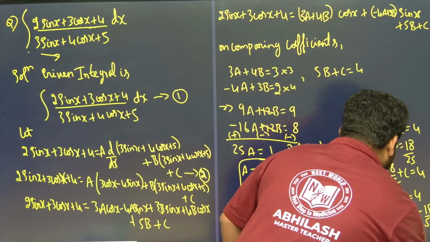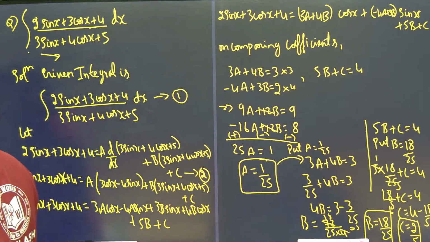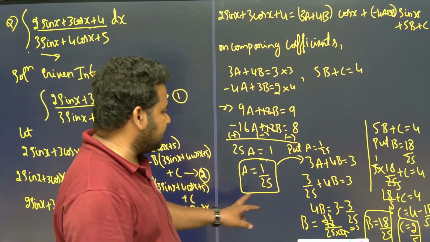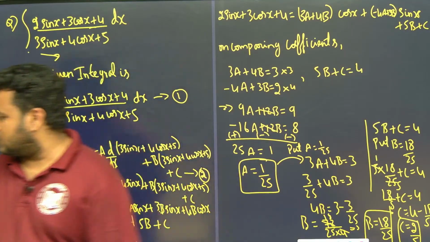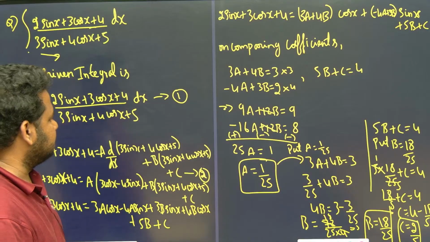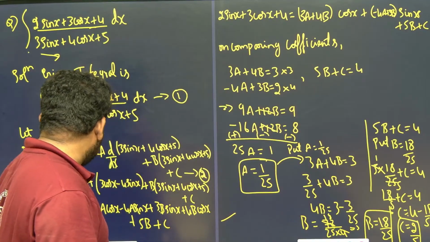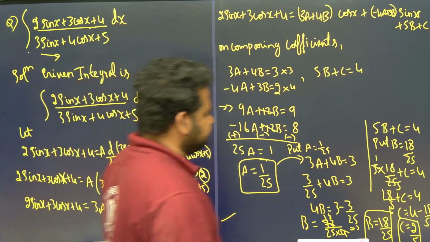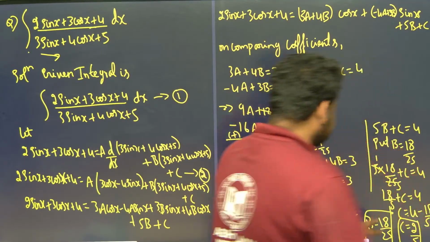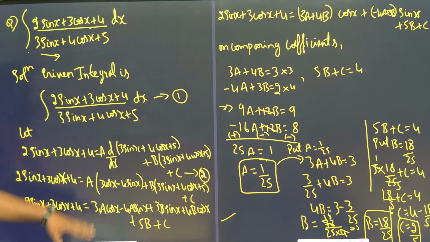So we got the value of b, and also we got the value of a. We got the value of a, b and c, correct? Now see here, now what can I do? Observe carefully, you can take the screenshot here.